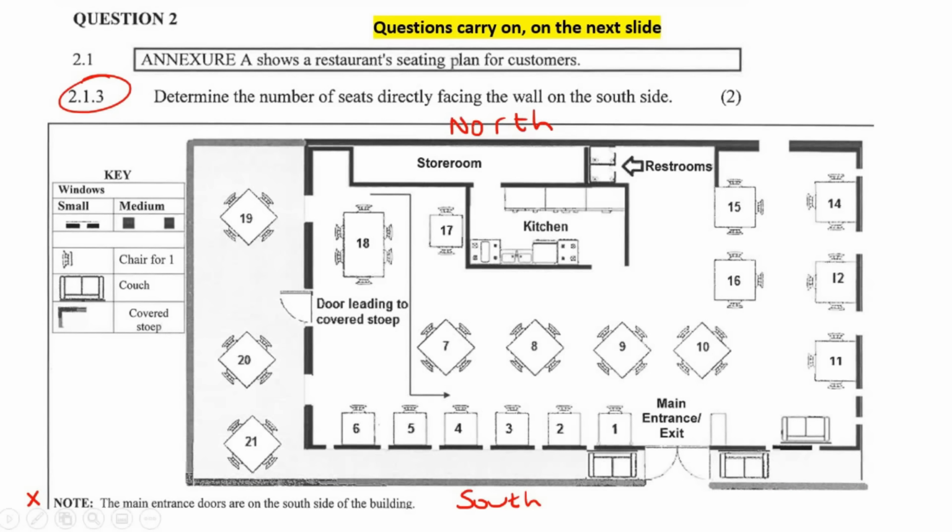So that would be all the chairs that face towards that direction, okay? So that would be people who sit there, there, there, there, there, there, there, and there. So let's count. 1, 2, 3, 4, 5, 6, 7, 8, 9, 10, 11, 12, 13. Okay, so that's the answer. 13 chairs which are facing the south side.